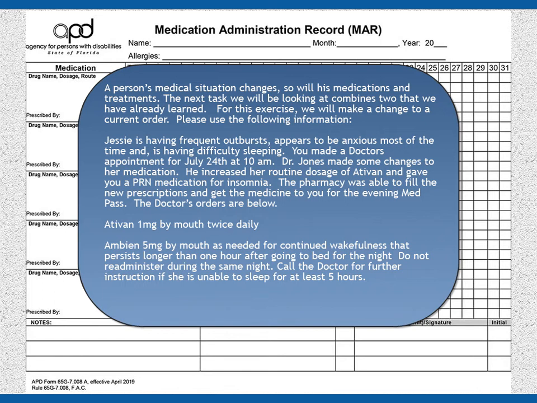Ativan 1 milligram by mouth twice daily. Ambien 5 milligrams by mouth as needed for continued wakefulness that persists longer than 1 hour after going to bed for the night. Do not re-administer during the same night. Call the doctor for further instructions if she is unable to sleep for at least 5 hours.